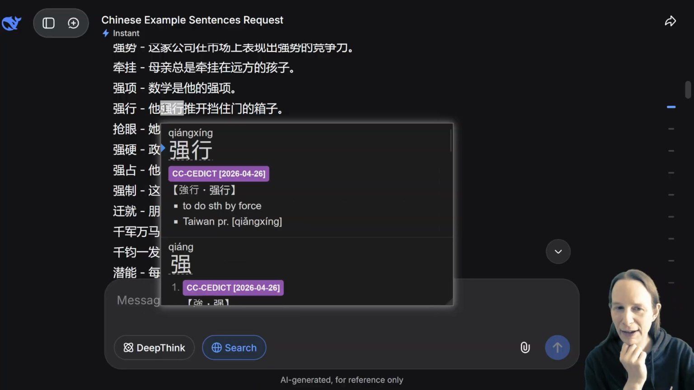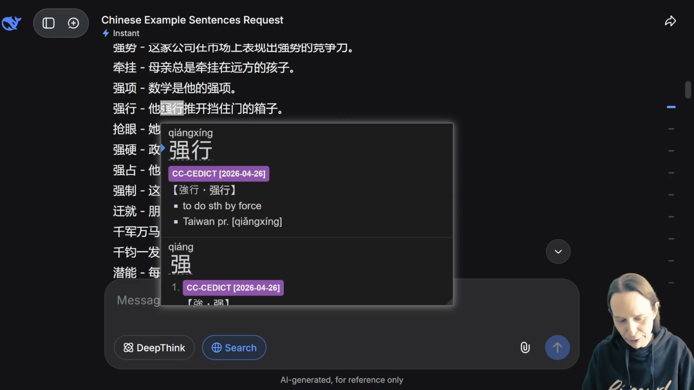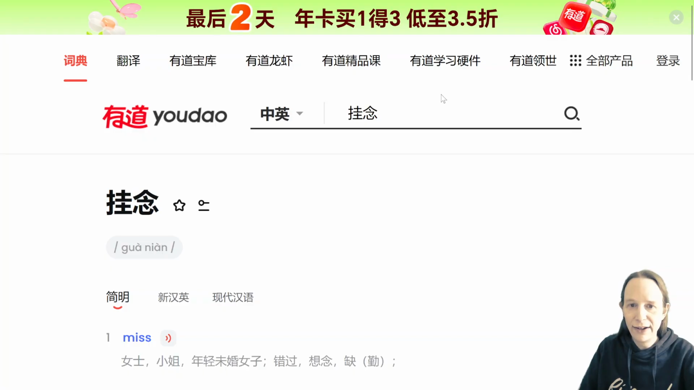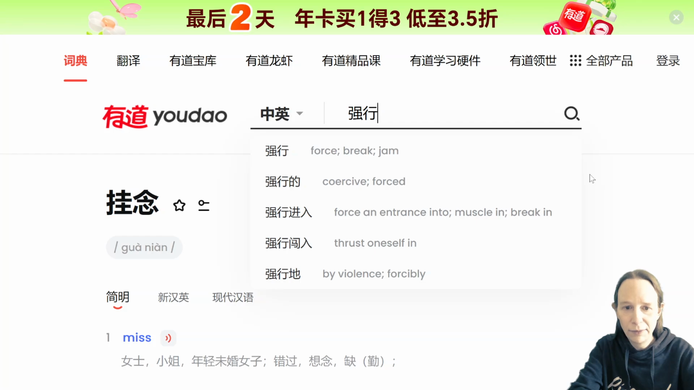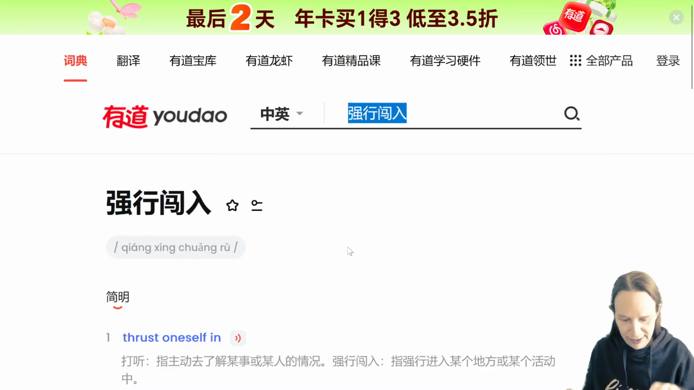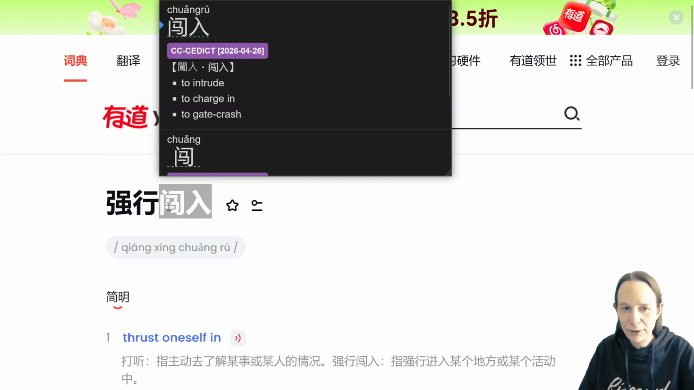It is do something by force. What's the dictionary say? 强行: 强行用强制或强逼的方式进行. So to carry out through force. Okay, so 强行传入. This one is in the dictionary. So to do by force and you're entering by force. 强行.